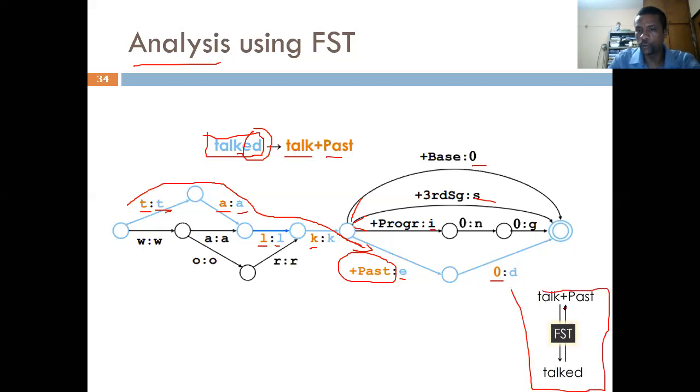One, if I give you talked, it will say talk and past tense. Or if I give you talk and past tense, it will give me talked. So in this field, this is what we call generation. From a word and a part of speech, it gives you the actual word. From the word, it will give you the analysis. It gives you the grammatical features. And this is what we call the analysis and generation using a finite state model.